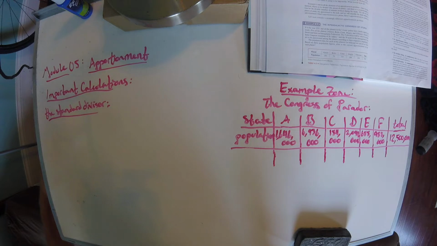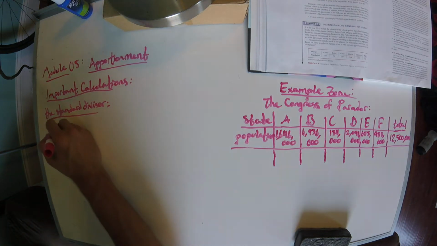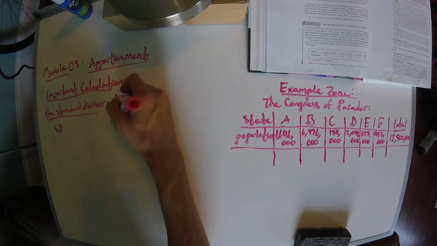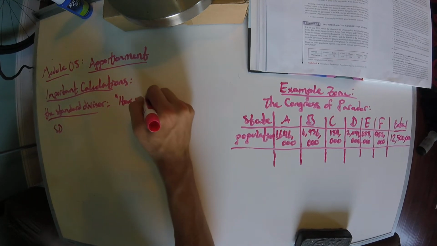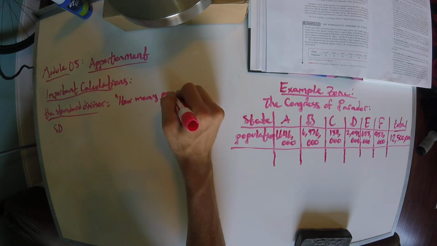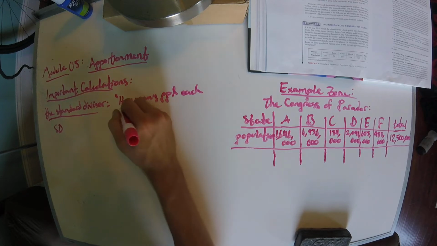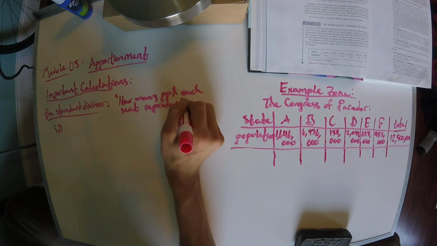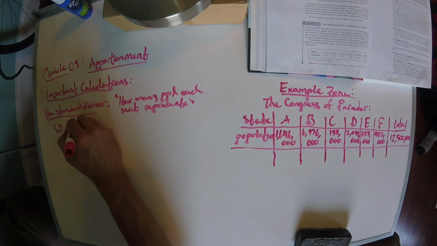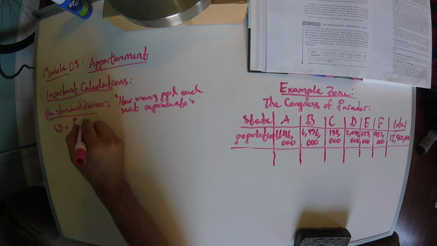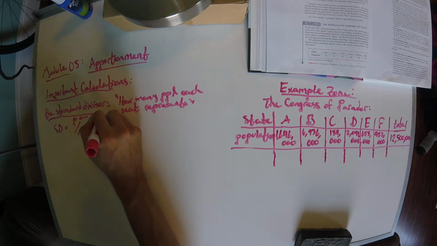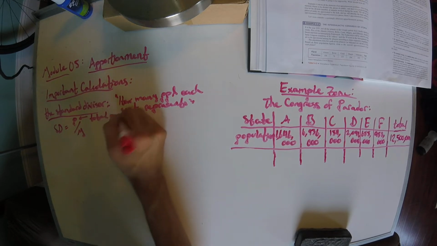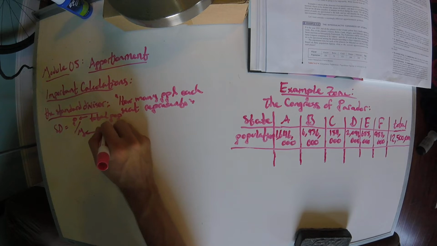So it gives you exactly how many people one seat represents. And so this, we can call it SD. All right. How many people each seat represents. And so this is equal to capital P over capital M, where this is the total population, and M is the total number of seats.